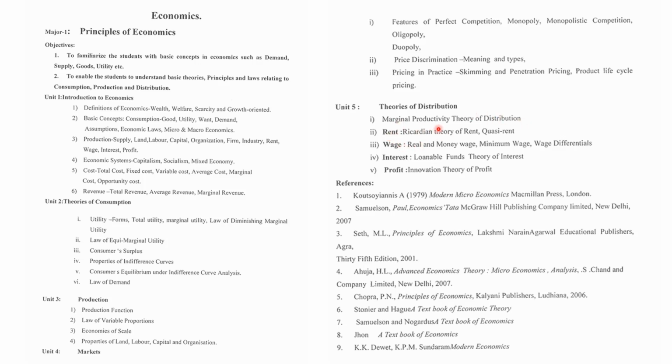So this is your fourth unit, and in the fifth unit you'll have theory of distribution, marginal productivity theory of distribution, and rent, Ricardian theory of rent, real and money wage, minimum wage and wage differentials, and then interest, loanable funds theory of interest, profit, innovation theory of profit. And again, like political science, here also they have given the list of references, and in detail I'll be explaining each concept. You can check out the other videos.